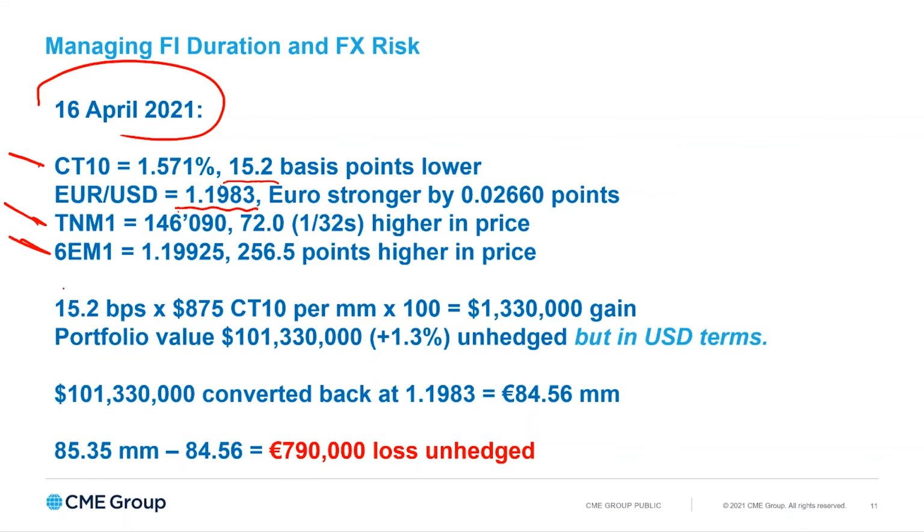Well, a 15.2 basis point move in the outright current 10-year note with a roughly $875 value of a basis point results on a $100 million position in a gain of $1.3 million, or a 1.3% improvement on that position, unhedged but still in USD terms. However, if you converted this back to the portfolio's domestic currency in euro, you get an entirely different picture.